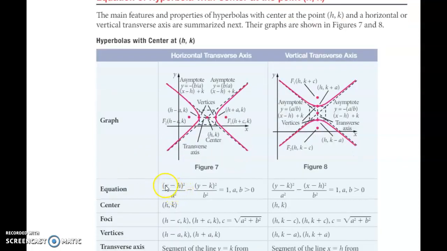So this one here is the standard form of the hyperbola centered at h and k, and these denominators mean something here. They tell us how far the vertices are from each other, and they also tell us how wide each part of the hyperbola is opening.